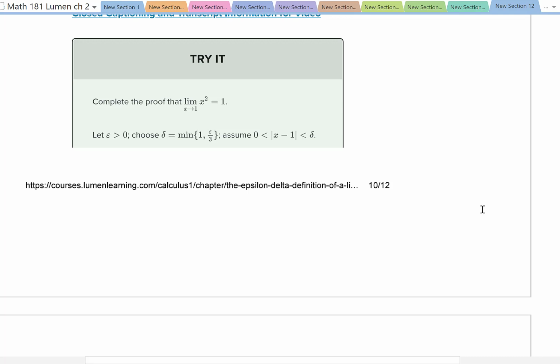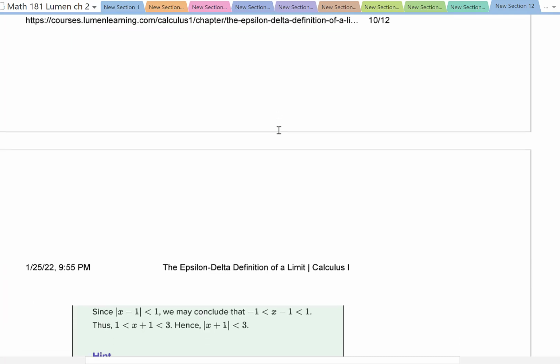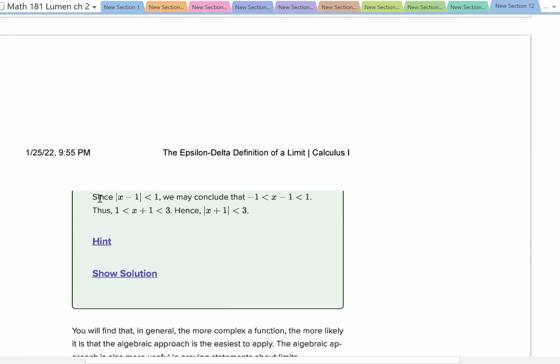Limit as x approaches 1 of x squared equals 1. So it says let epsilon be greater than 0. Choose delta to be the minimum of 1 and epsilon over 3. So they already started that out for us. Since the absolute value of x minus 1 is less than 1, we conclude the following. Adding 2 to both ends, we get 1 is less than x plus 1, less than 3. So hence the absolute value of x plus 1 is less than 3.